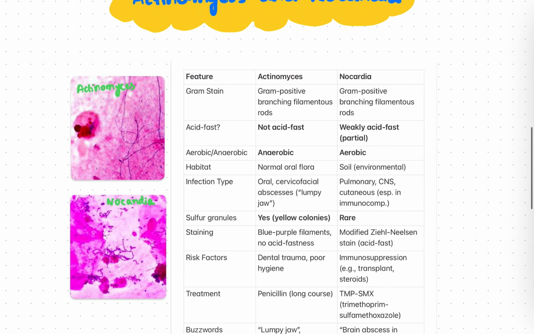The next main differentiating feature is sulfur granule production. Actinomyces will produce yellow colonies and there is sulfur granule production, whereas it is rare in Nocardia. Coming to gram staining, there is a blue-purple filament and no acid fastness, whereas Nocardia with modified Ziehl-Neelsen staining, that is acid-fast staining, is positive.